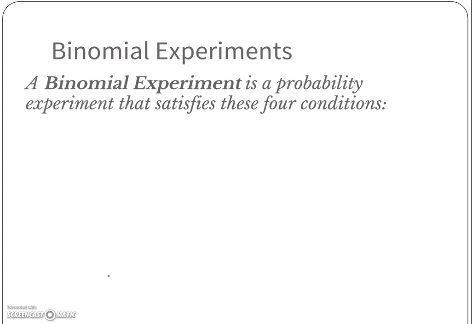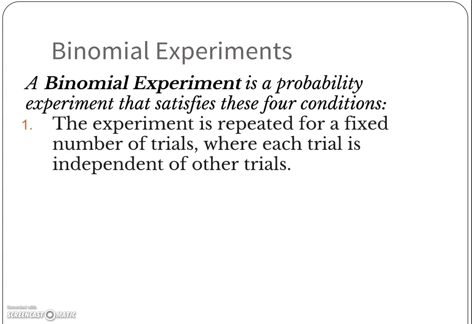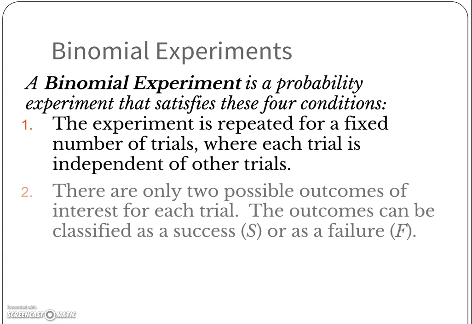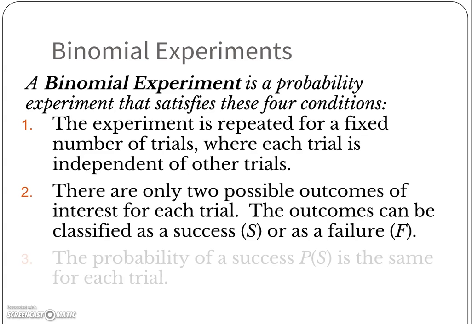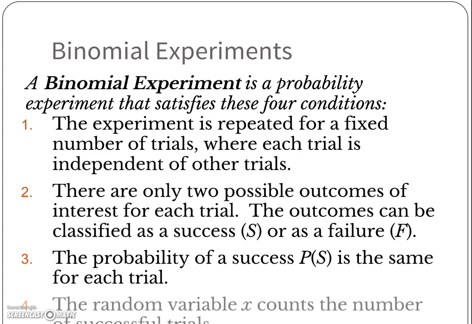A binomial experiment is an experiment that satisfies these four conditions. The experiment is repeated for a fixed number of trials where each trial is independent of the other trials, and there are only two possible outcomes for each trial. It can either be success or failure, and the probability of a success is the same for each trial, and the random variable x counts the number of successful trials.